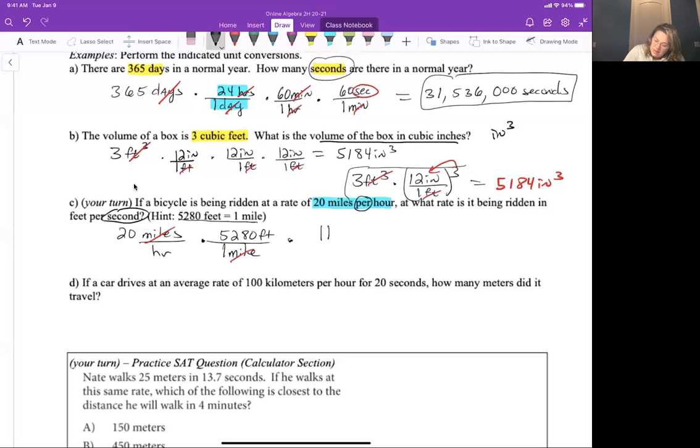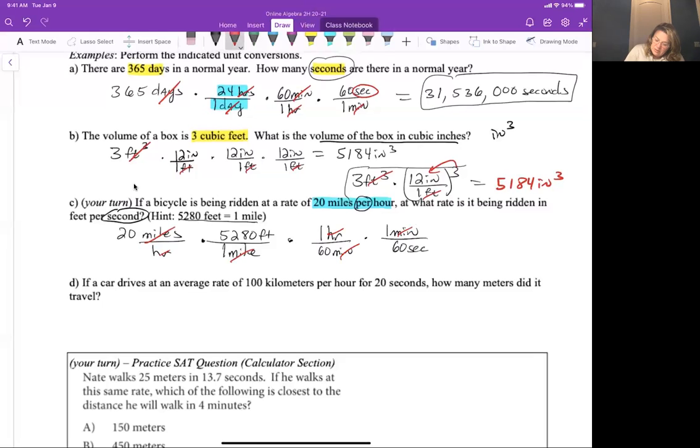I know that 1 hour is equal to 60 minutes. And that's not good enough because I wanted it in seconds. Now I'm left in minutes on the bottom. So now I have to go 1 minute. How did I know to put it on top? Because I need minutes to cancel, is equal to 60 seconds. So now my minutes cancel.